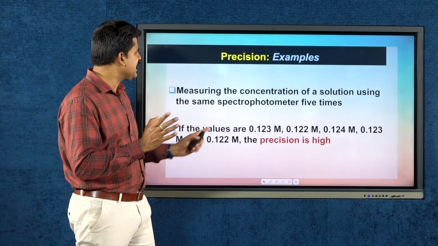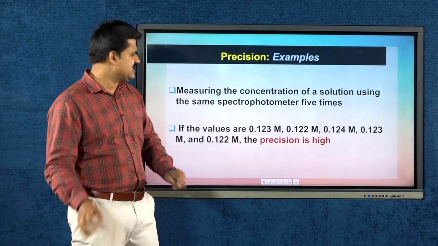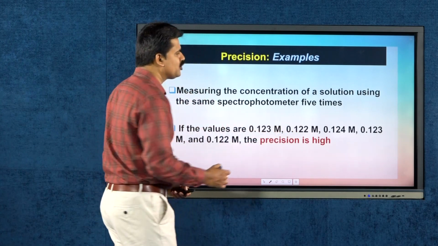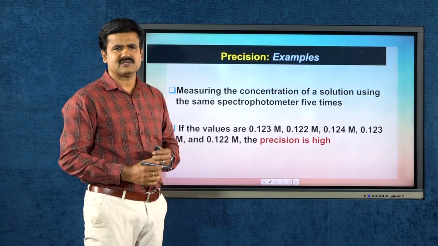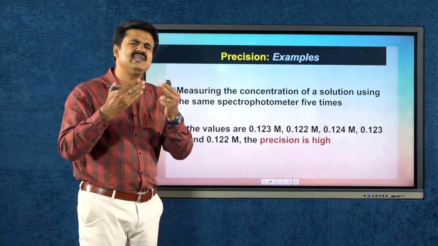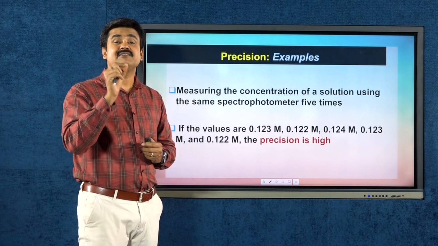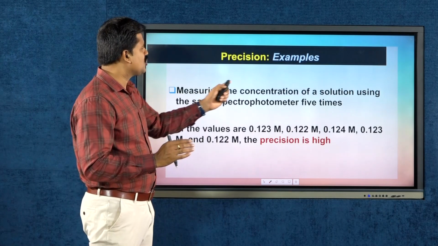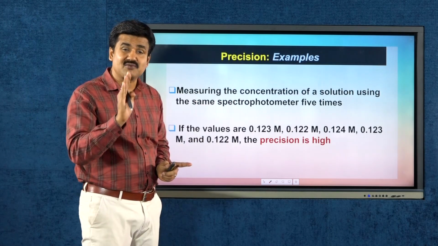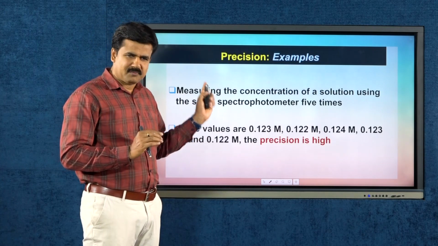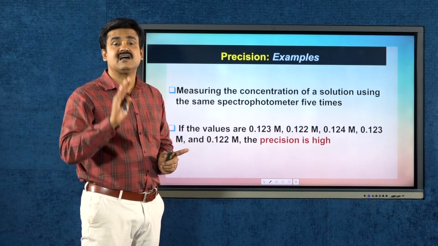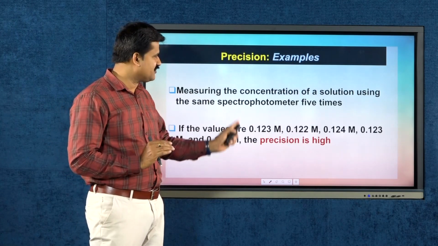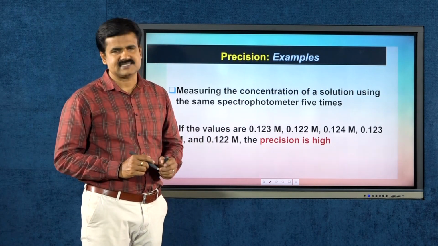Whenever you carefully analyze these values, it is very clear that the values 0.123, 0.122, 0.124, 0.123, and also 0.122 are very close to each other. There is a difference in the range of 0.001. That means the concentration measurement using the spectrophotometer obtained results which are highly precise. That is, the precision is high as far as this experiment is concerned.